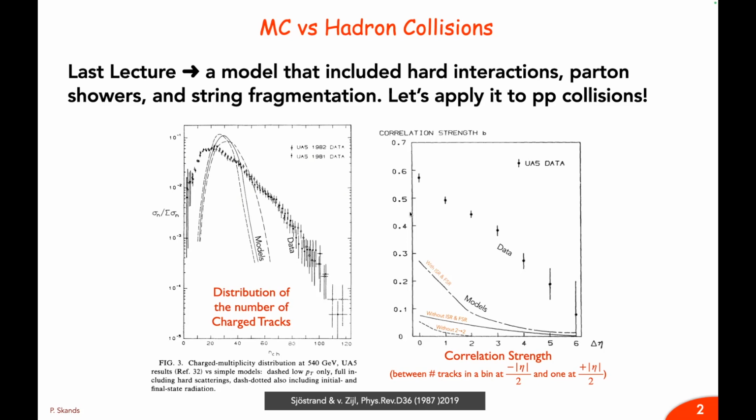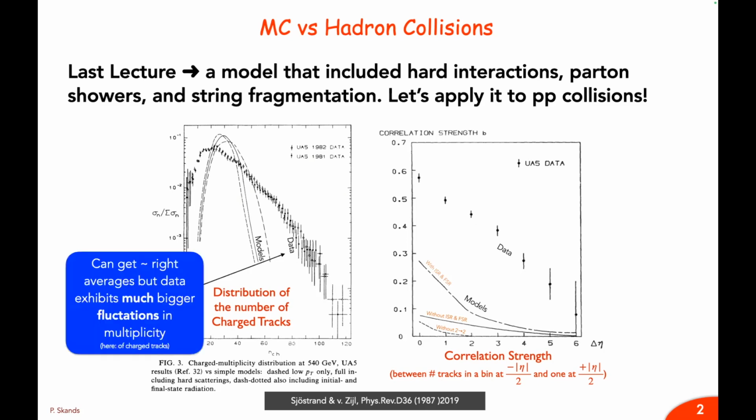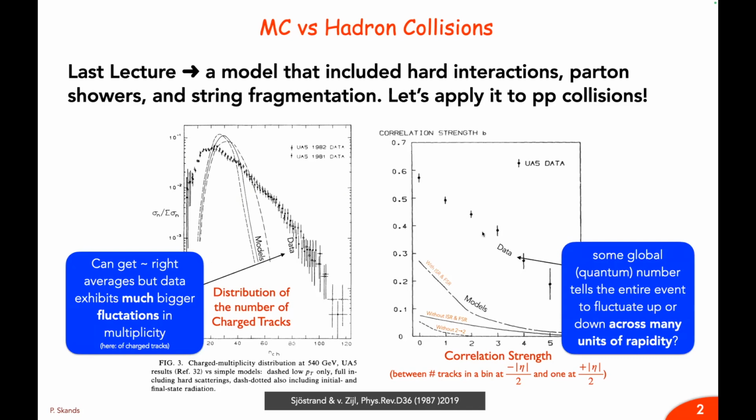But in the data, there's something that tells the whole event to fluctuate up and down, which you see in this very large correlation. So, okay, we can get about the right average, but there's much bigger fluctuations. Something else is fluctuating than anything we've learned about so far. And something is telling the entire event to fluctuate up or down over many units in rapidity.